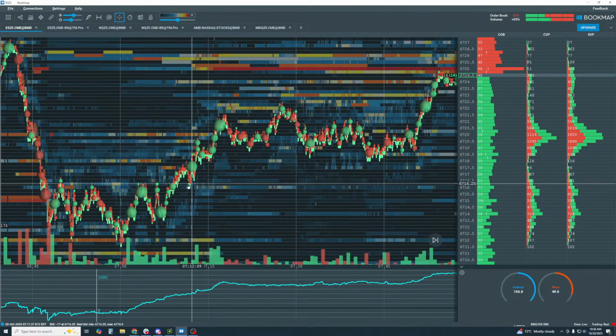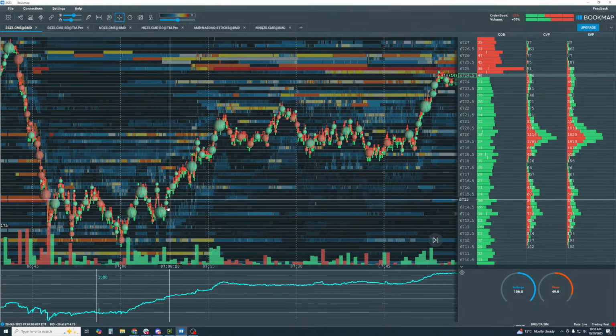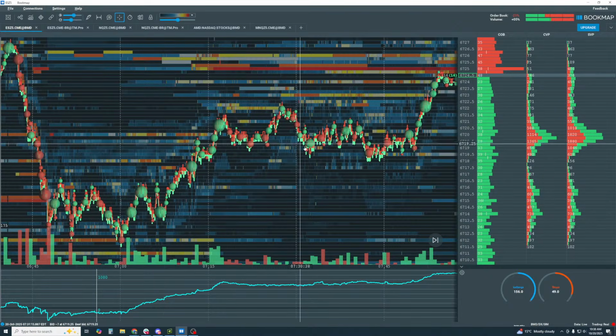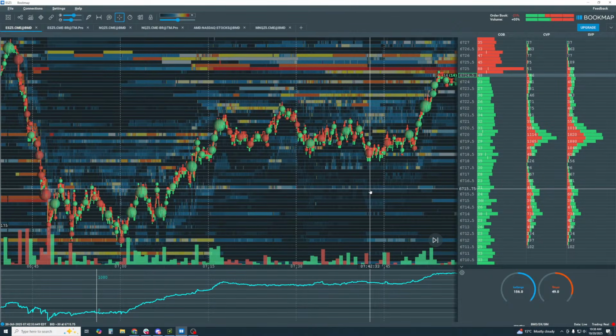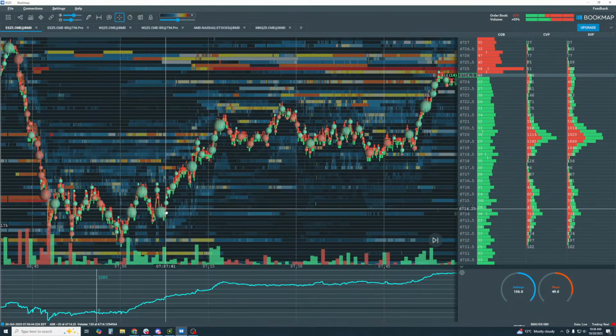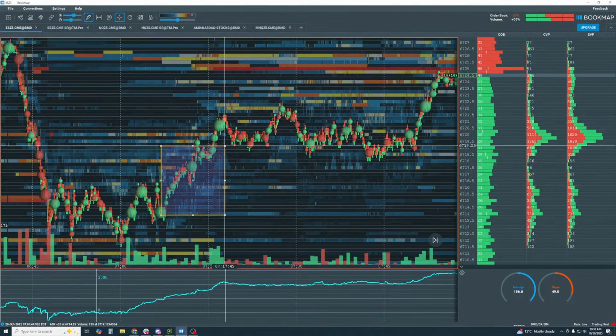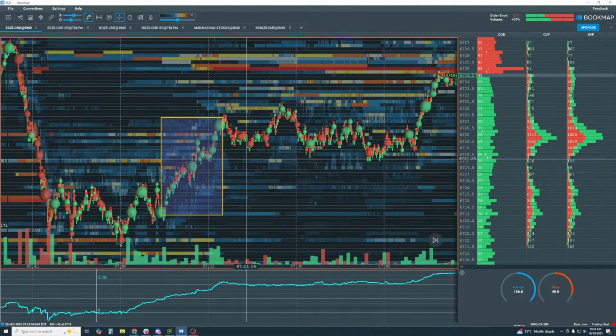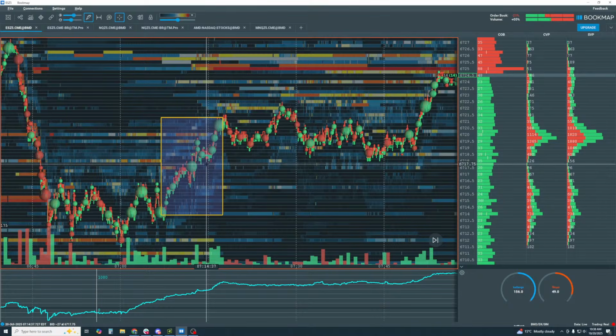It could pull back as far as here or even here, and you can still be bullish on that if there's not too much sell volume. So this impulse move becomes a range, and then we want to see what happens within that range.